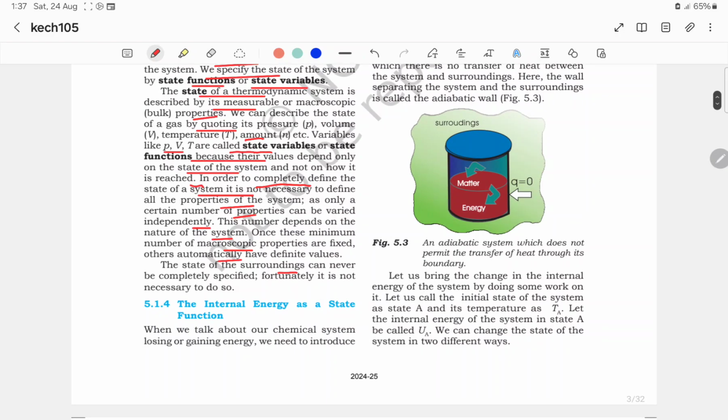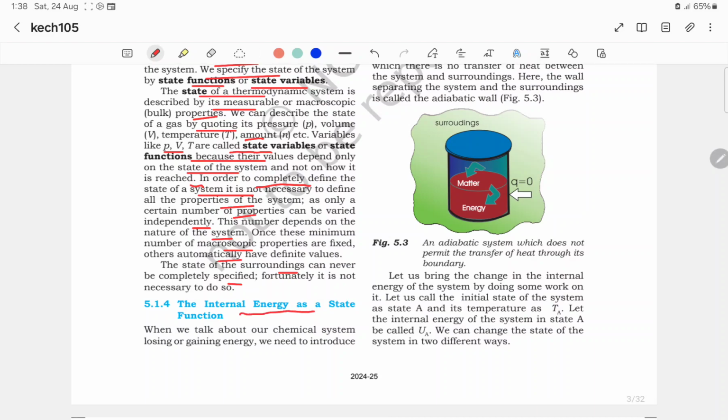The state of the surroundings can never be completely specified. Fortunately, it is not necessary to do so. So the system we take is that particular state whose state functions we are able to define, right, so that we can define the system.